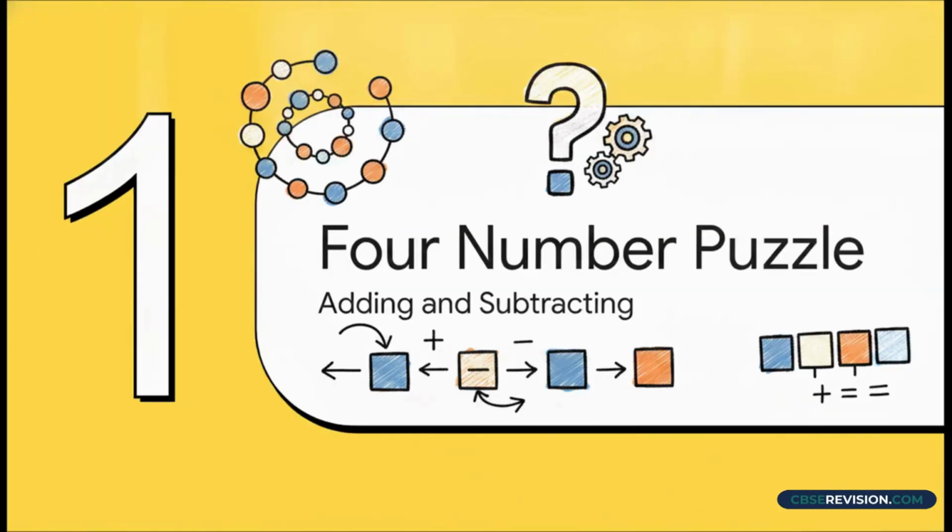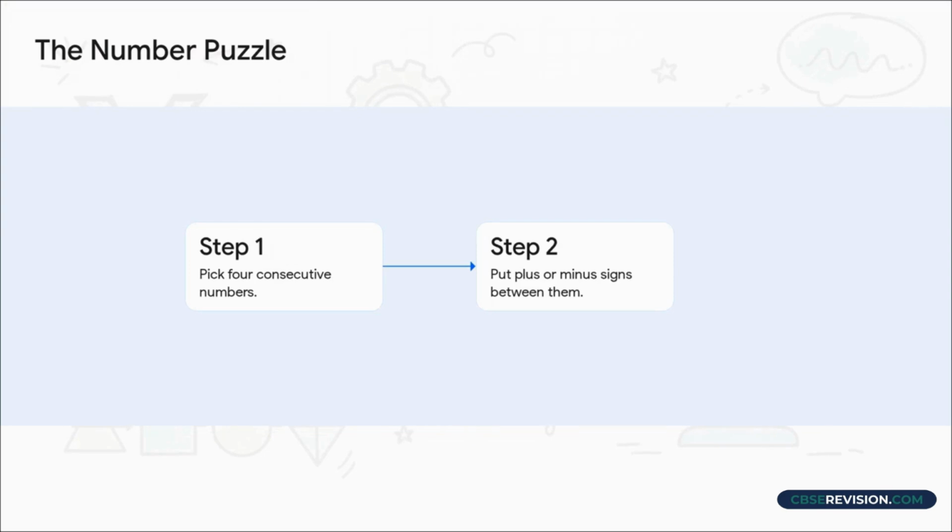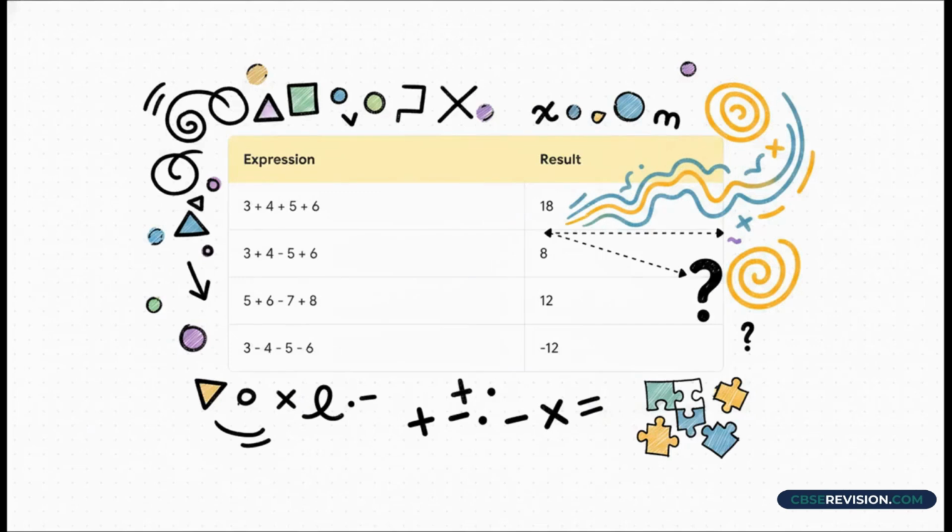Let's jump right into part 1, the four-number puzzle. All right, I want you to imagine a number line right in front of you. 0 is right there in the middle, and the positive numbers go 1, 2, 3, 4, 5, 6, and so on, moving to the right. Let's just pick 4 numbers standing in a row, say 3, 4, 5, and 6. Now, our puzzle is to place addition or subtraction signs, plus or minus, between these 4 numbers in any way we want. Now, take a really close look at these results.